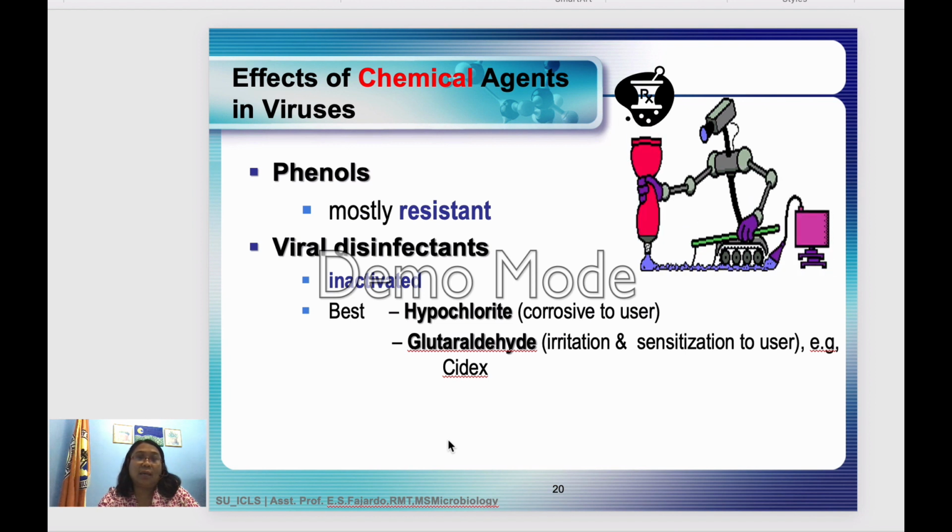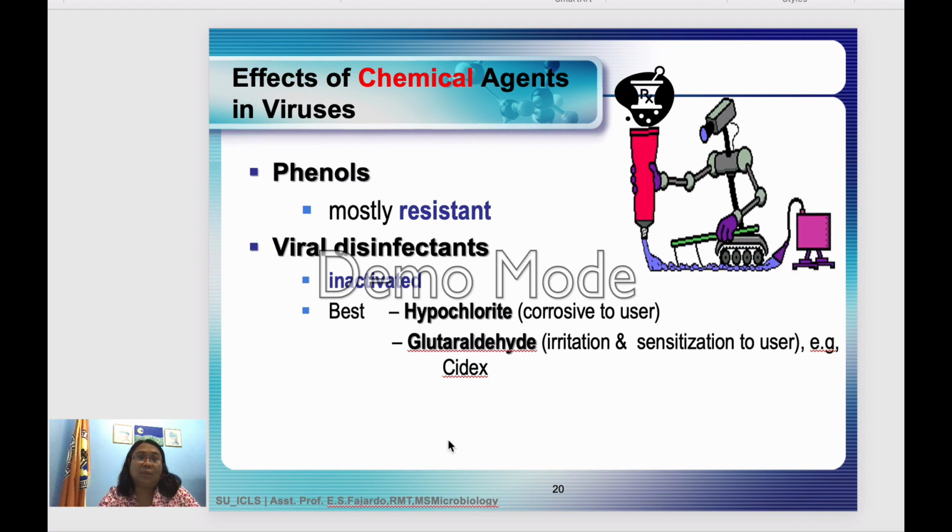And then other agents that will deactivate virus are some common disinfectants. The best disinfectants are glutaraldehyde, like for example, Cidex. They are aldehydes, and they have the same function as formaldehyde. However, these aldehydes also have toxic effects on humans. They are an irritant, as well as a sensitizer.